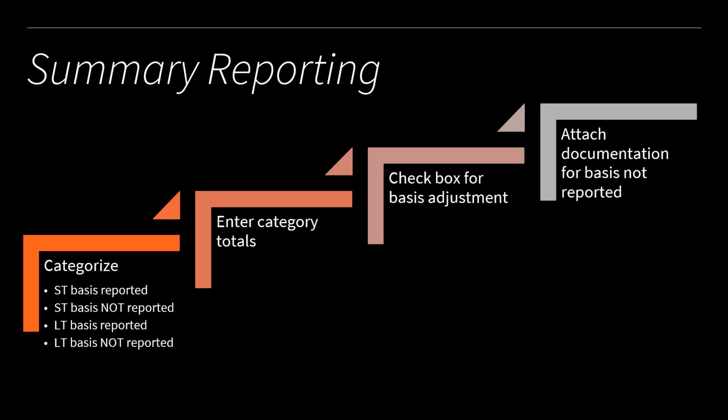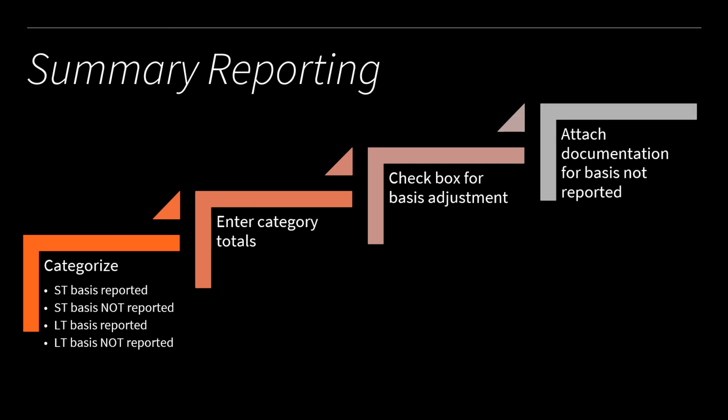block together. So once you've made sure that you're only blocking those categories that go together, then you can enter that category total. And typically this just follows what's reported on the 1099. Each table will have summary totals, and you take those. Just make sure that you're not adding together your short-term and your long-term.